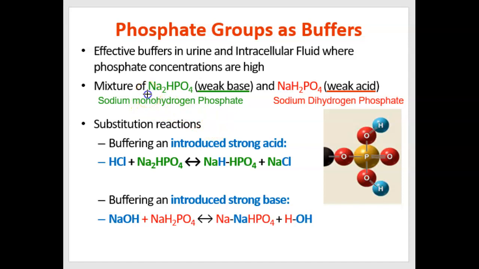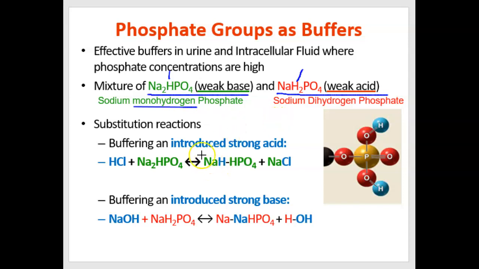The weak base is called sodium monohydrogen phosphate. That means there's one hydrogen, which means there's room for another one. And the weak acid is sodium dihydrogen phosphate. So here we've got 2 hydrogens in this case. So this mixture of a weak acid and a weak base coexisting together means that substitution reactions can occur when either a strong acid or strong base is introduced.